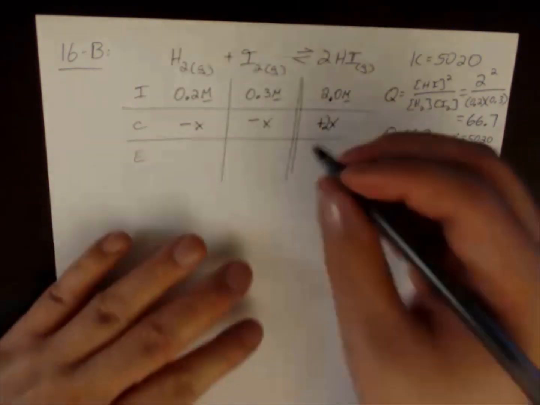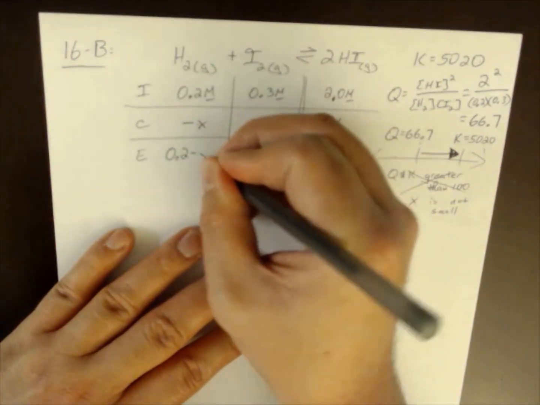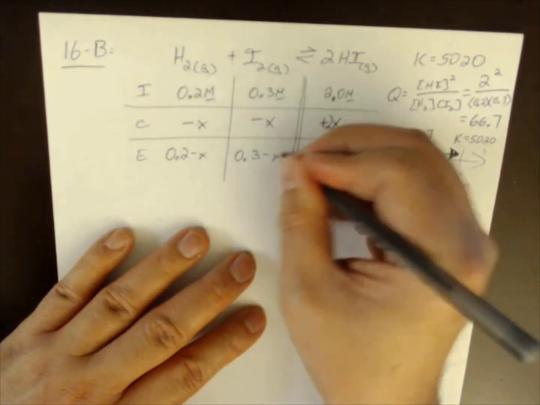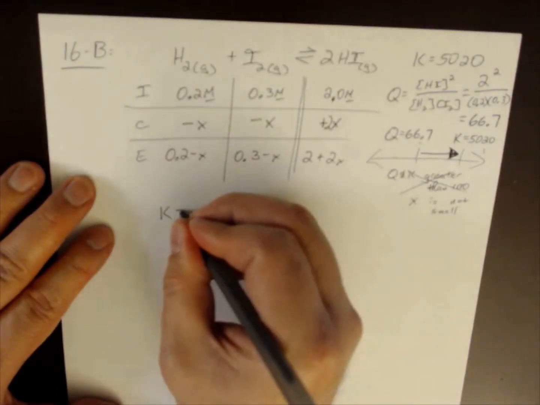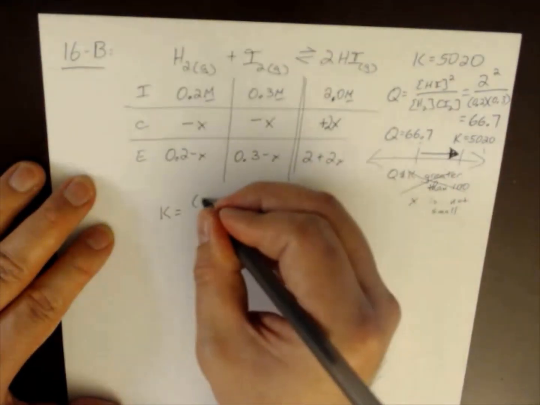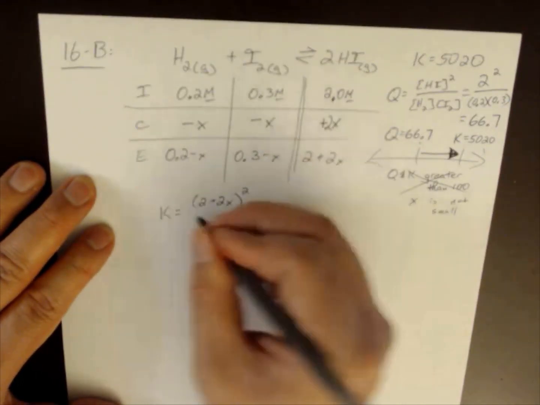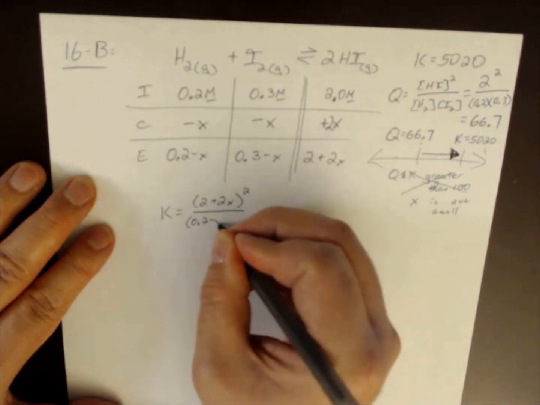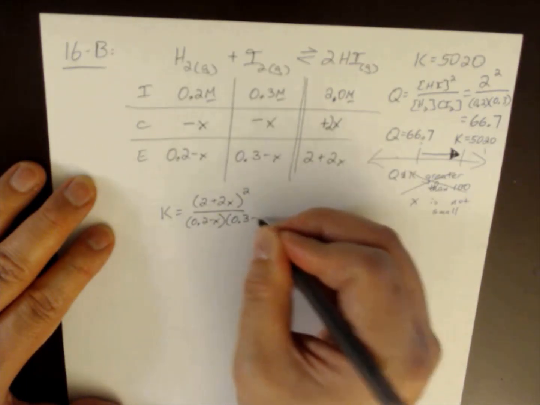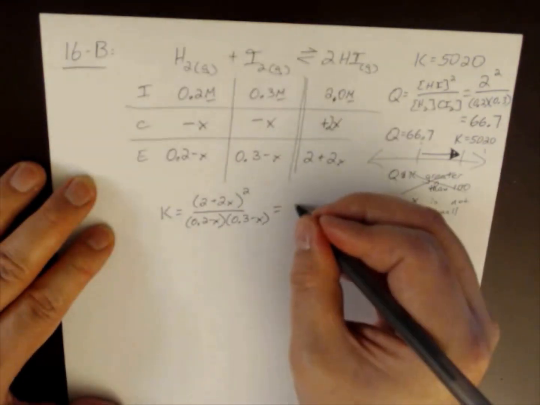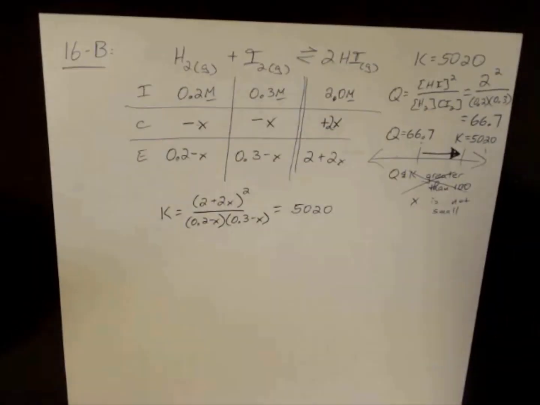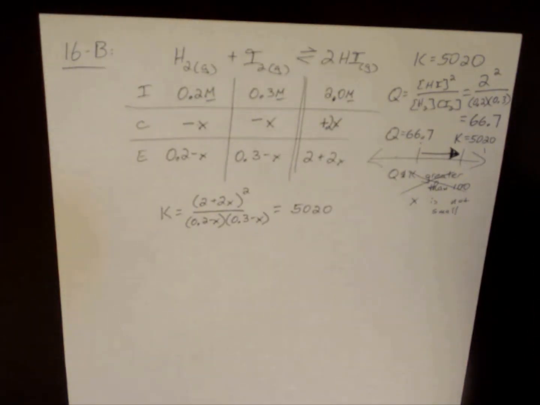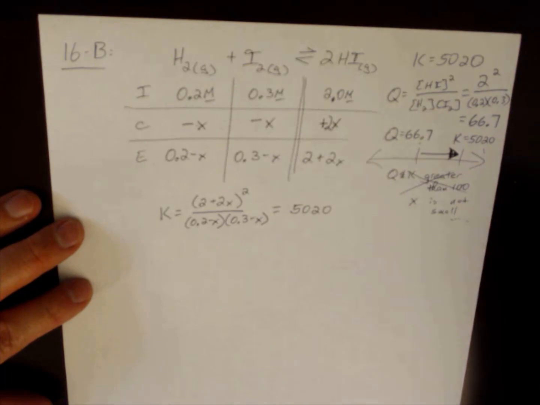Now, that means at equilibrium I'm going to get 0.2 minus x, 0.3 minus x, and 2 plus 2x. I can now plug these in for my K. So my K is HI, that's 2 plus 2x squared, over 0.2 minus x times 0.3 minus x, equals 5,020. All right, now we need to find our x. I just said x isn't small, so I can't use the assumption.